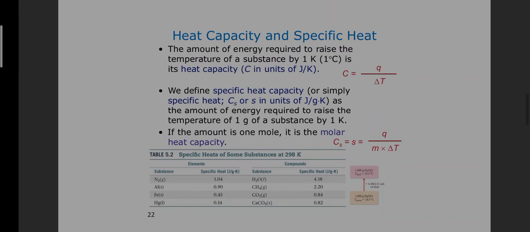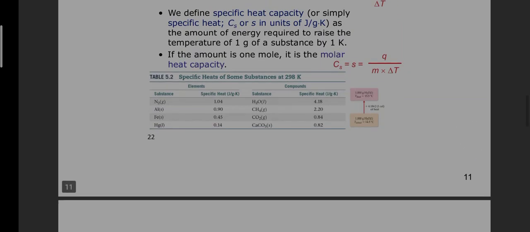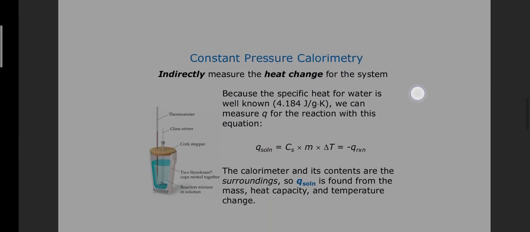Heat capacity and specific heat. The amount of energy required to raise the temperature of a substance by 1 Kelvin is called its heat capacity. The unit of heat capacity is joule per Kelvin. We define specific heat capacity as the amount of energy required to raise the temperature of 1 gram of a substance by 1 Kelvin. If the amount is 1 mole, it is molar heat capacity.